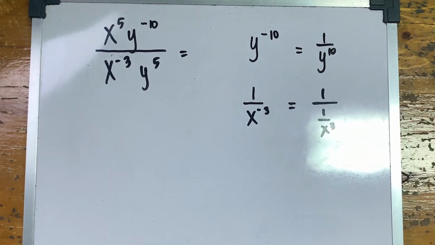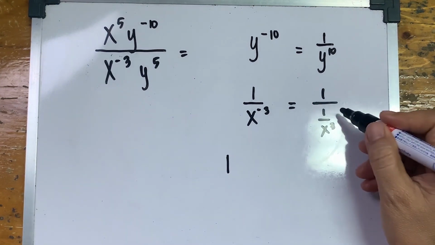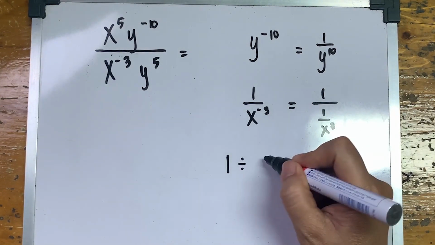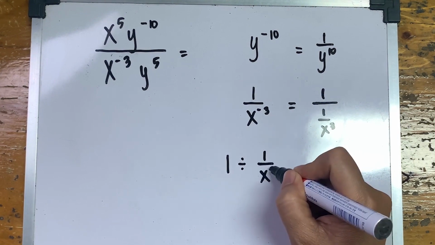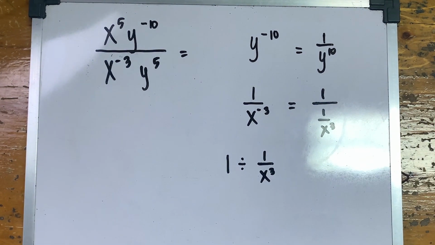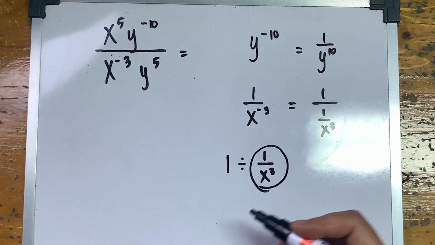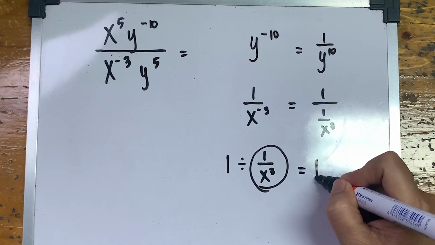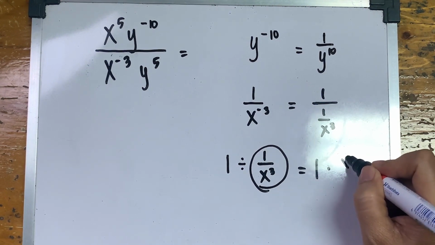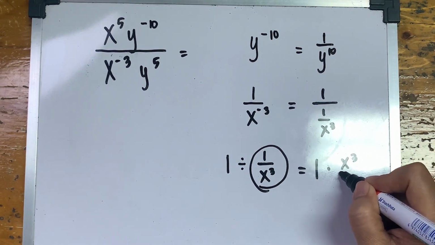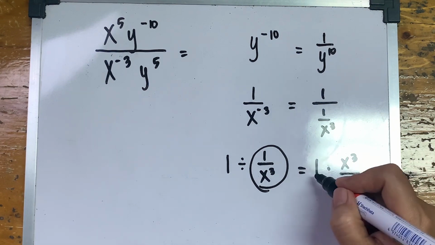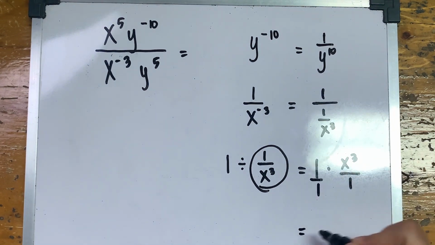This time, we have a complex fraction. How do we work on a complex fraction? So this one means 1 divided by 1 over x cubed. In fractions, we have to invert this side. So we're going to make it into 1 multiplied by x cubed over 1. So simply, the answer there is x to the 3rd power.